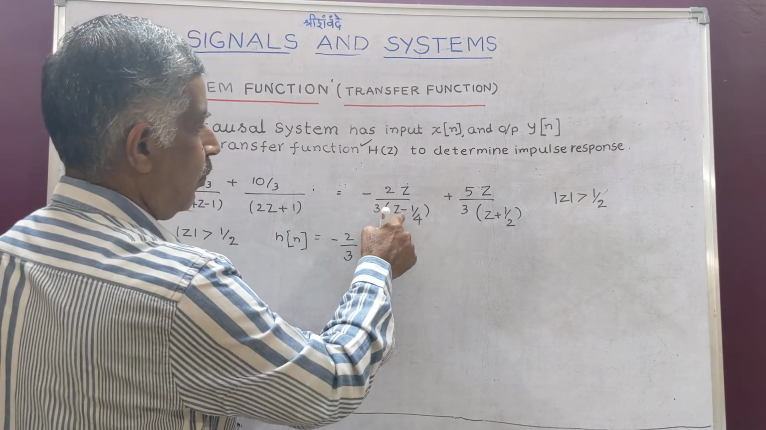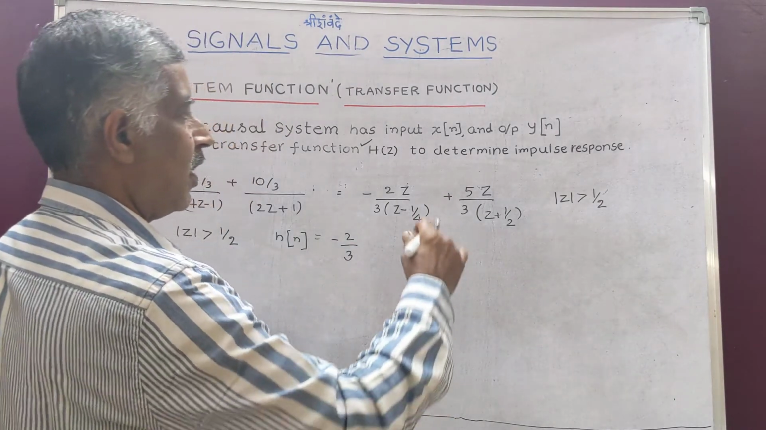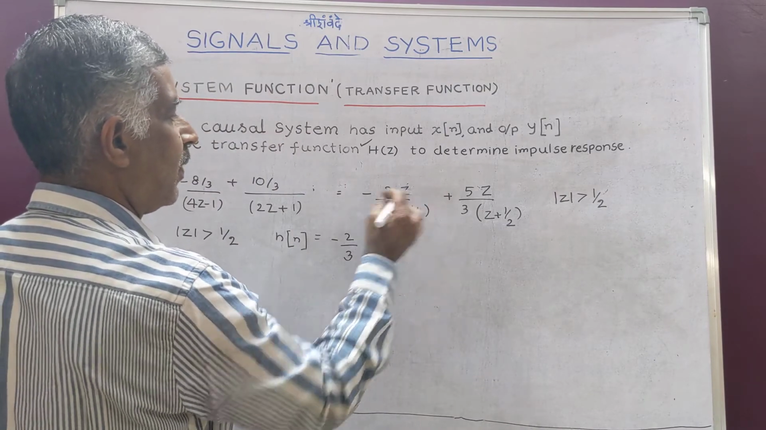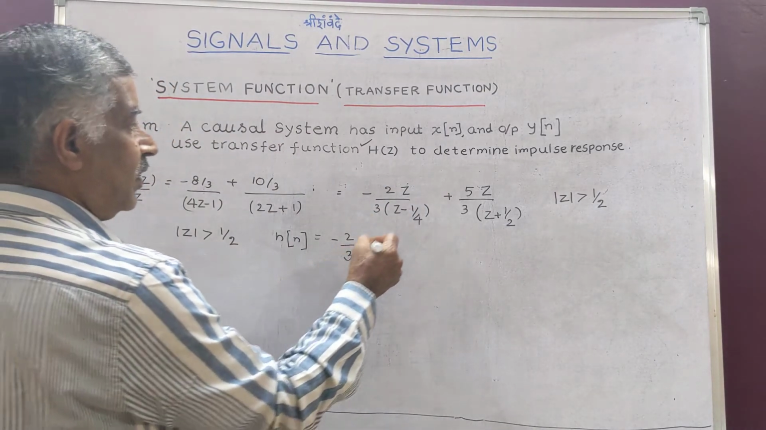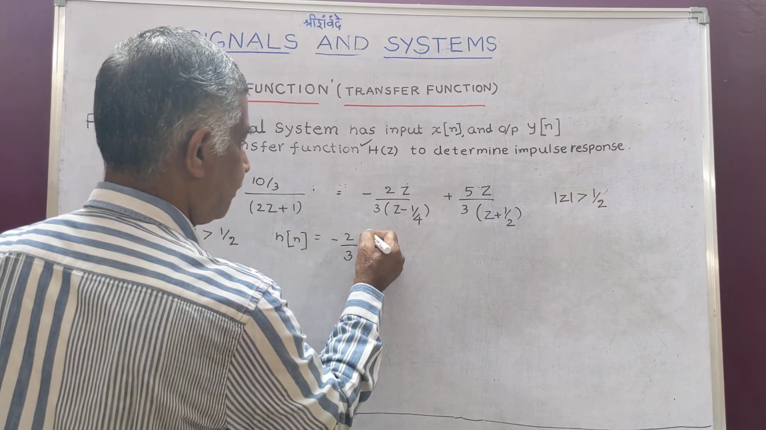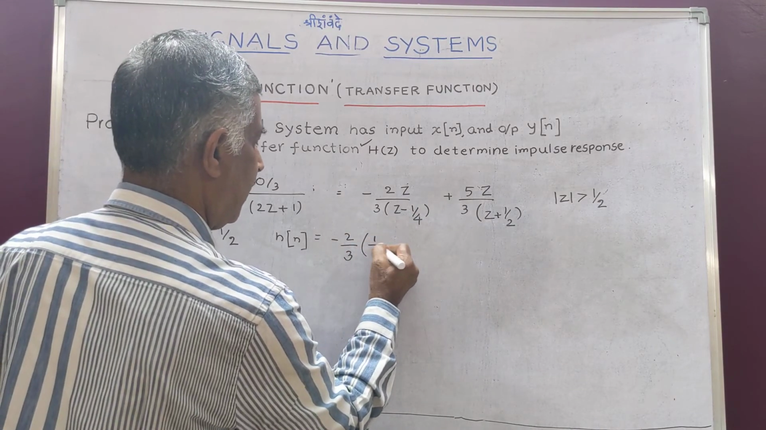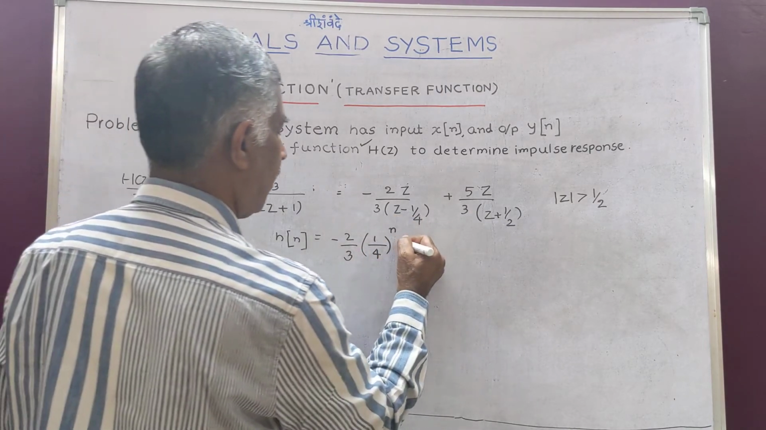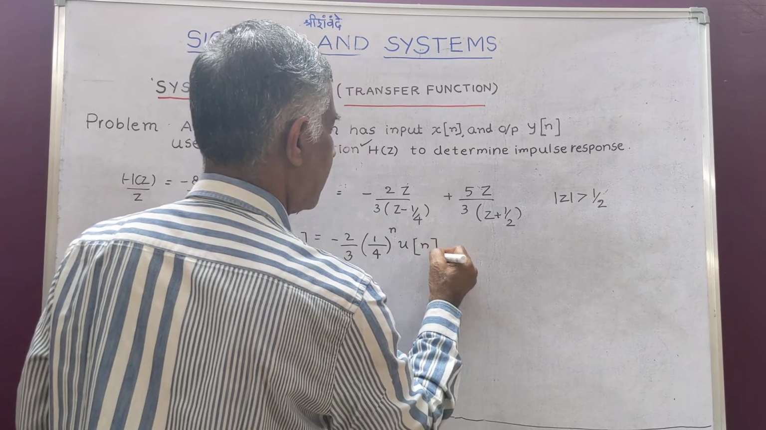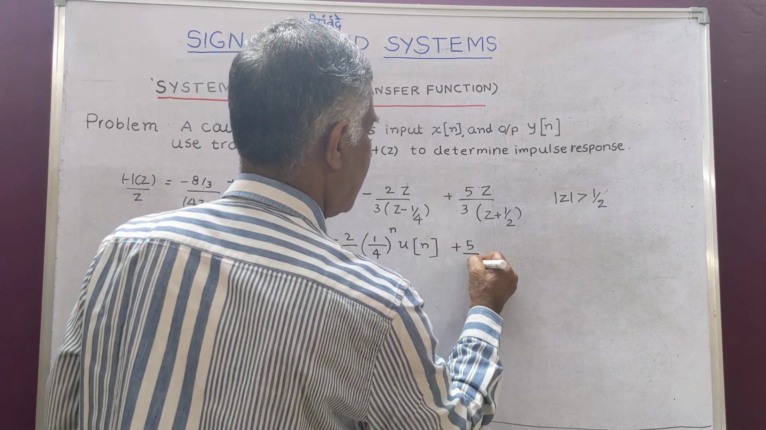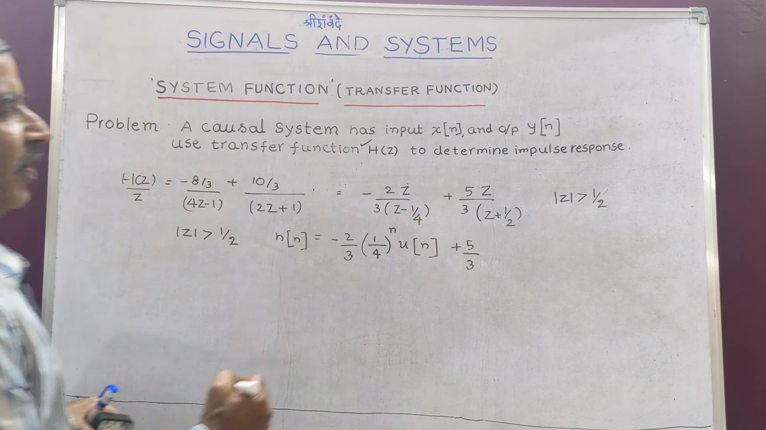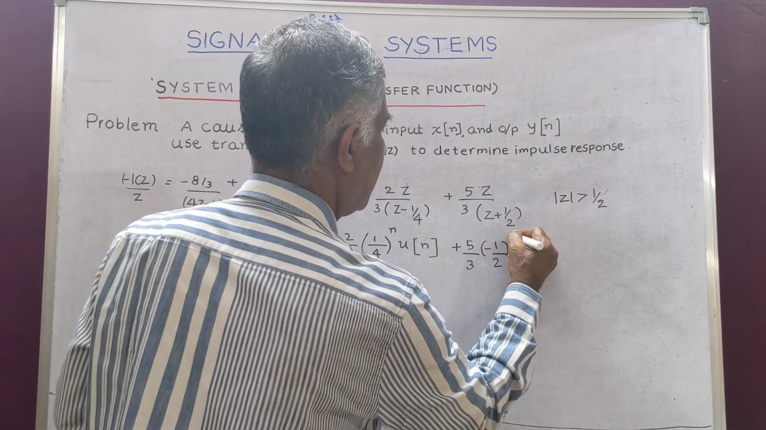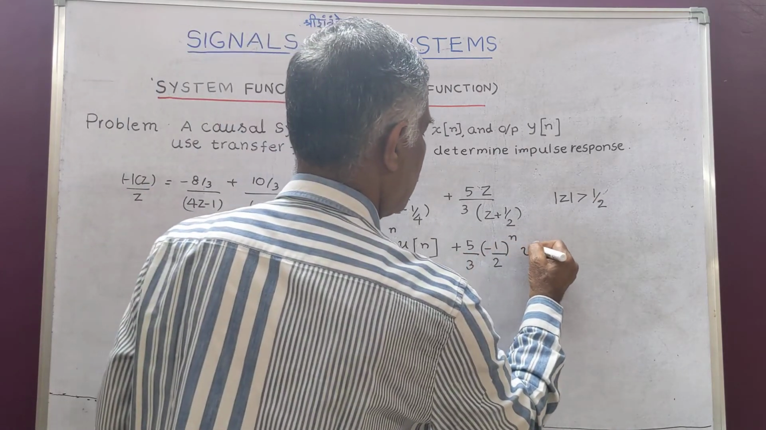Now the pole is at z equal to 1/4, and the ROC is to its right. Therefore, z over z − 1/4 gives (1/4)^n u(n), plus 5/3 for the z + 1/2 term, which gives (−1/2)^n u(n).